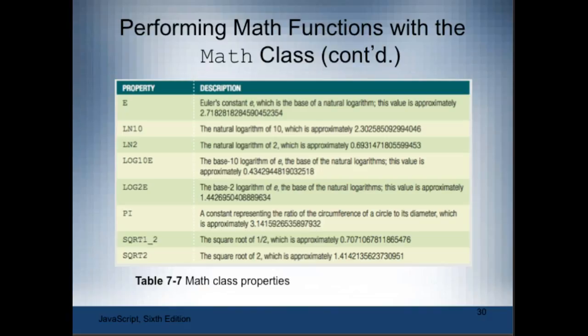PI returns the ratio representing the circumference of a circle to its diameter, approximately 3.14. And SQRT1_2 refers to the square root of 1/2, which is approximately 0.707. SQRT2 refers to the square root of 2, which is approximately 1.41.